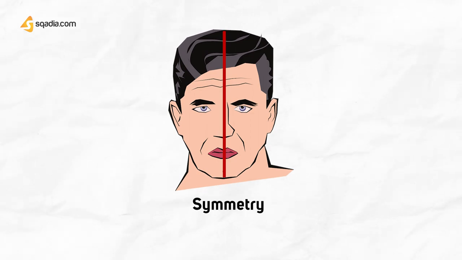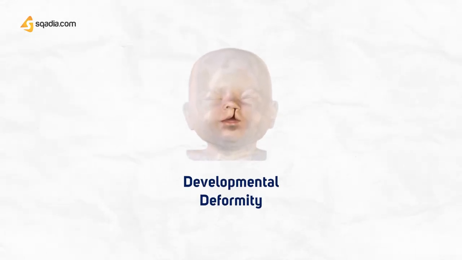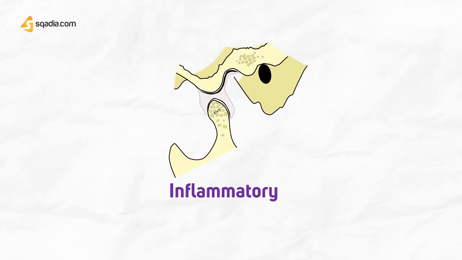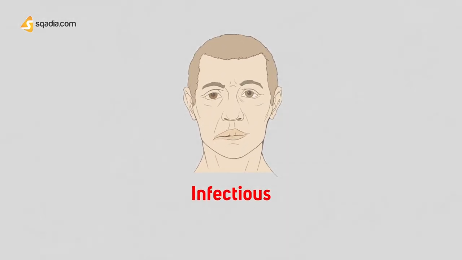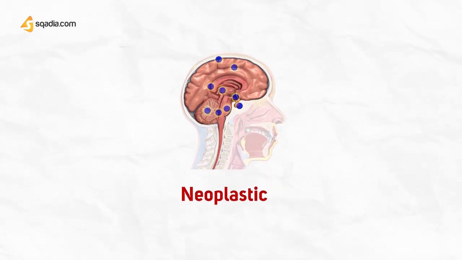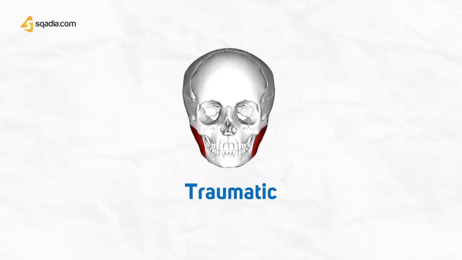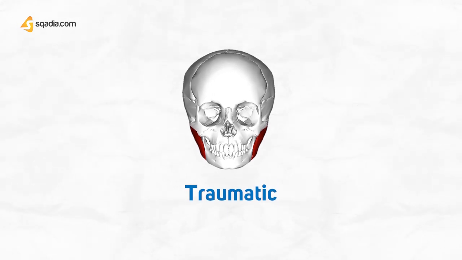Firstly, you will look for a presence or absence of any asymmetry. Asymmetry can be caused by a number of reasons, such as developmental deformity, such as cleft lip or palate. Inflammatory, such as TMJ, temporomandibular joint ankylosis. Infectious, such as Bell's palsy. Neoplastic, such as tumor in the head and neck region. Or traumatic, such as masseter hypertrophy, that is, enlargement of the masseter muscle due to clenching or bruxism.